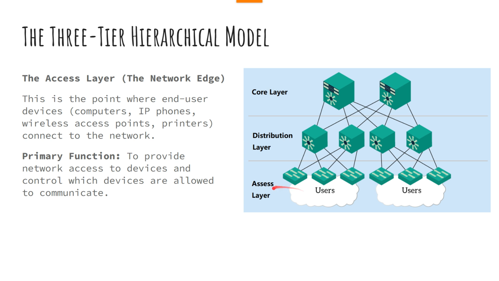Now what is the primary function of this layer? The primary function of this layer is to provide network access to the devices and control which devices are allowed to communicate. So if a particular device is not allowed to communicate, which means it is not allowed to connect to the network, then at this point itself the access for that particular device should be denied. There's no point in saying I'll connect it here and then try to implement my security of denying a particular device at the higher layer. So at the access layer itself, some of the basic things are to be implemented.